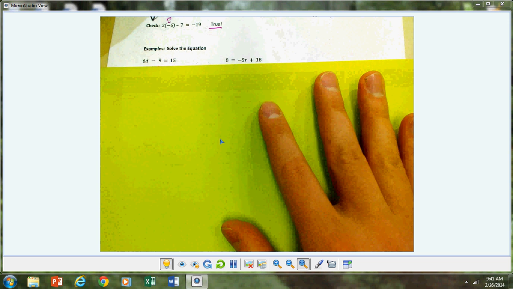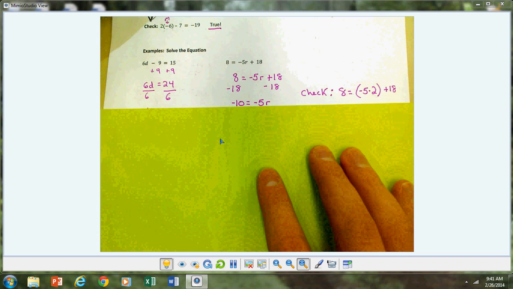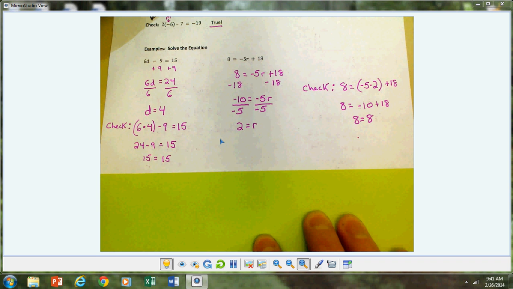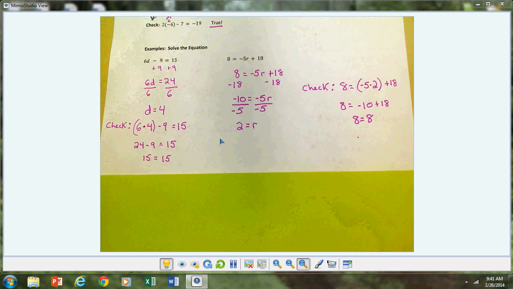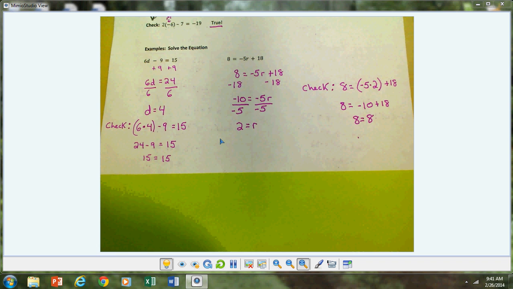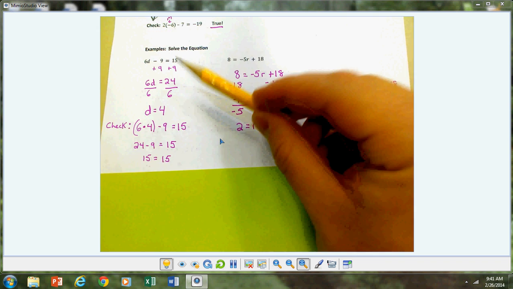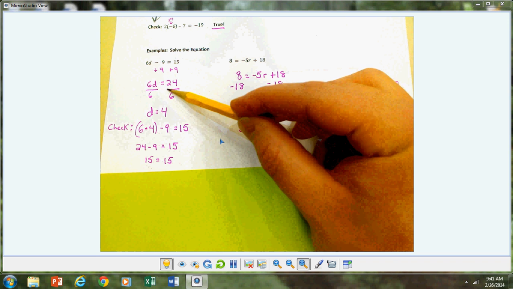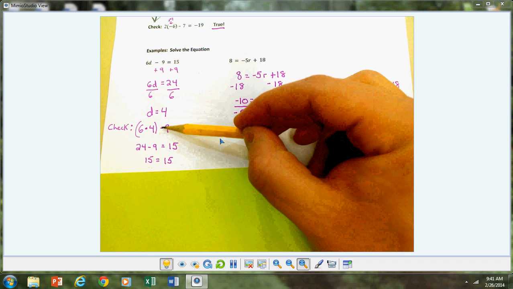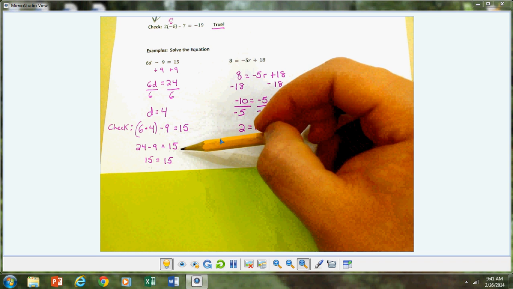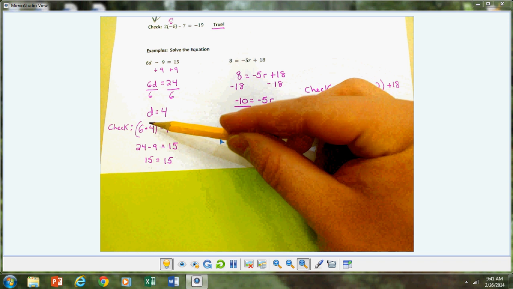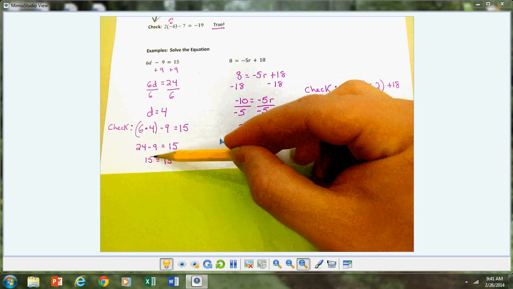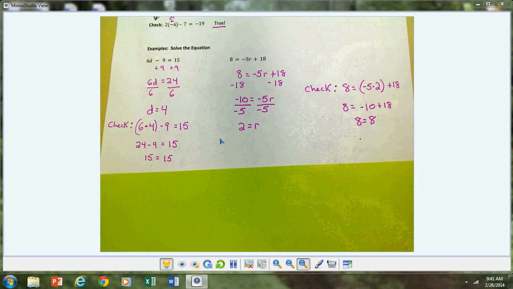Now that you're back after solving the problems, here is our answers for these two problems. Most importantly, I've gone through and actually completed the check for each of these problems. We go through step by step. I have a negative 9 here, so I add 9 to both sides, and I end up with 6 times d equals 24. Divide by 6, and d equals 4. Then I do my check. I replace d with 4, so 6 times 4 is 24, minus 9 equals 15. 24 minus 9 is 15, and I have 15 equals 15, and we're all balanced.